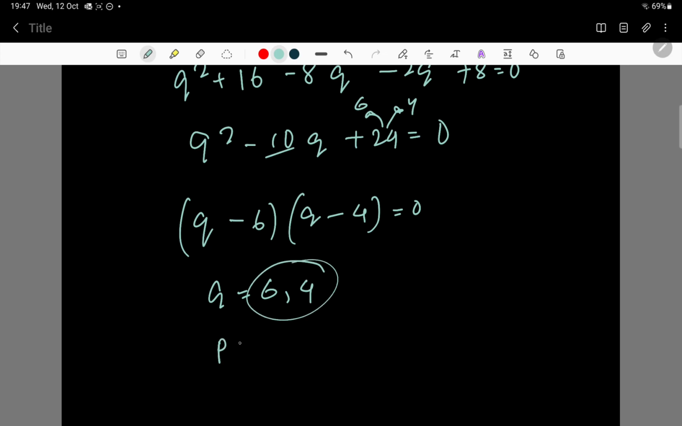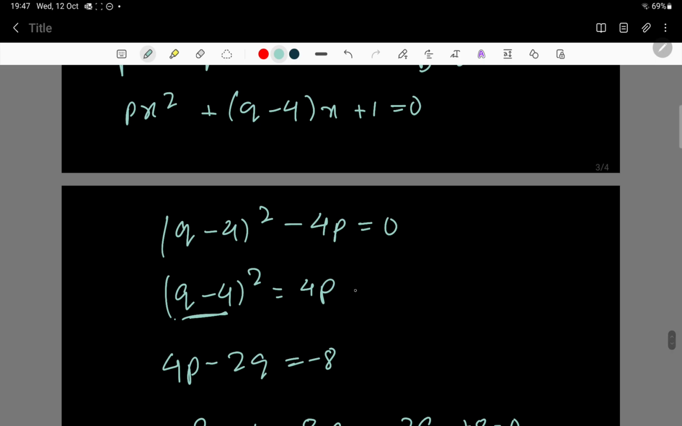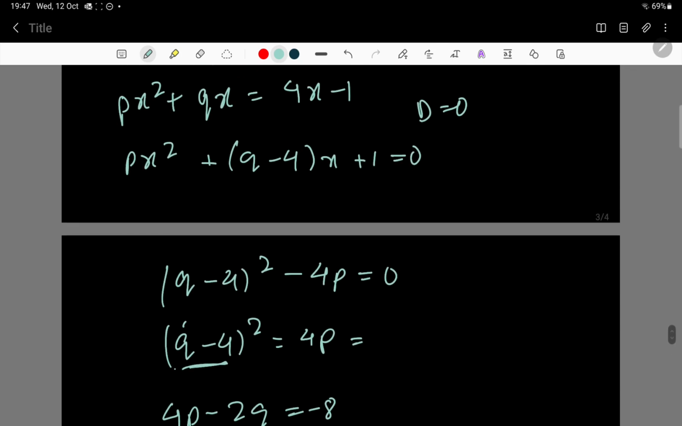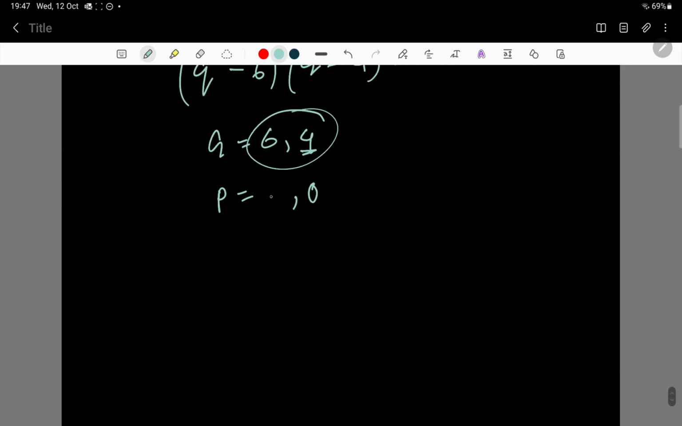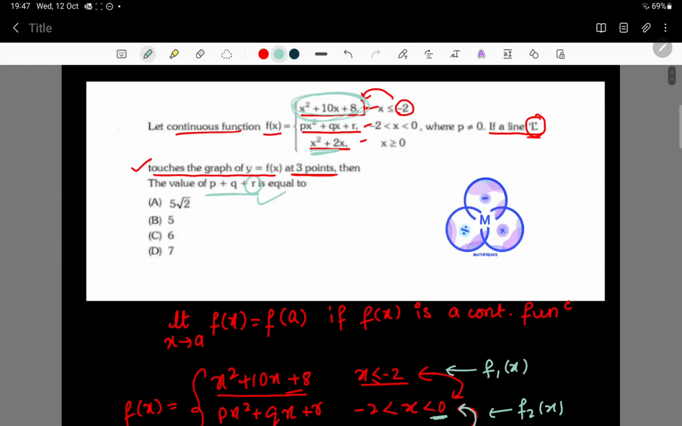Now what would be p if, say, q is 4? From this equation, if q is 4, then p we get 0, right? Q is 4, p is 0. And if q is 6, if I put 6 here, then p is 1. So p plus q plus r can be either 6 plus 1 plus 0 or 4 plus 0 plus 0, that is 7 or 4. Now look at the options. So only 7 is given here, so ultimately we can say the answer is 7.